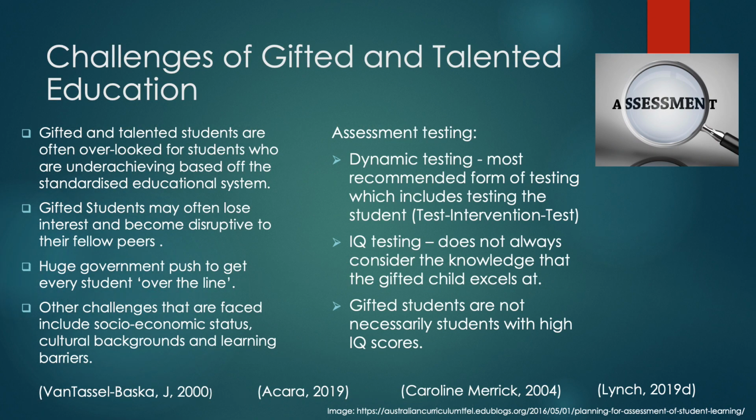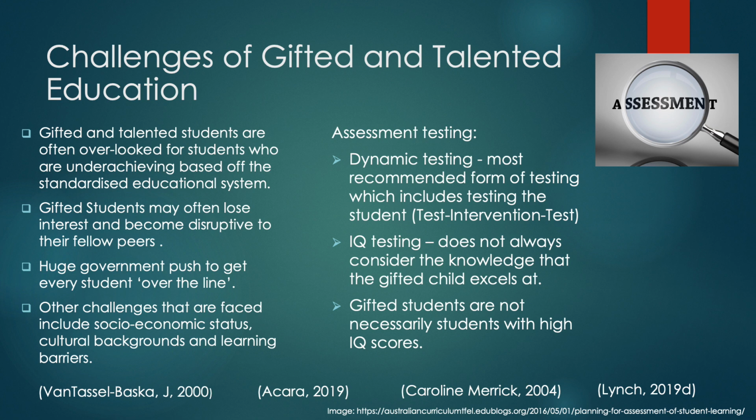In trying to teach gifted and talented students, there are many challenges that educators will be faced with in the classroom, which is why it is essential to be able to recognise and accommodate the needs of those. Firstly, gifted and talented students are often overlooked for students who are underachieving based off the standardised educational system. They are perceived as perfectionists and high achievers, which can be a struggle in the classroom if they are not receiving the education and support needed. They may often lose interest and become disruptive to fellow peers.